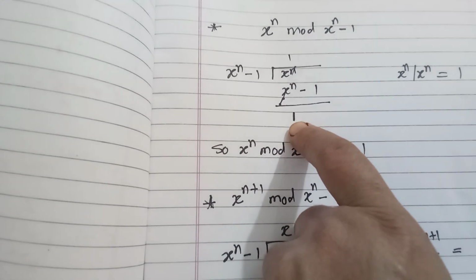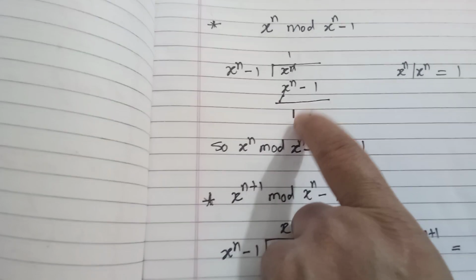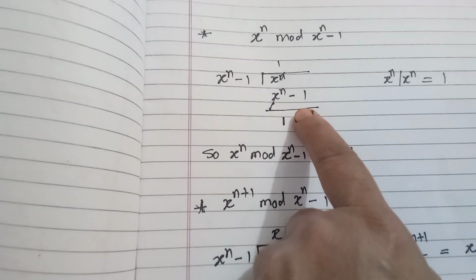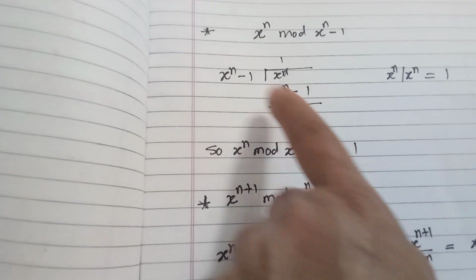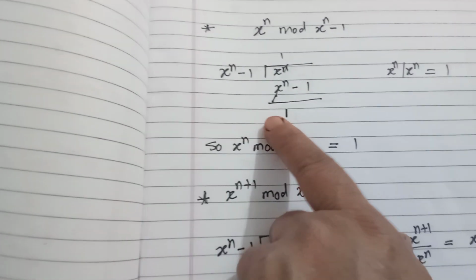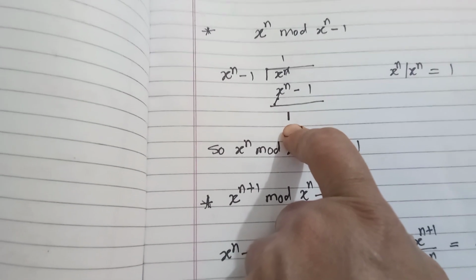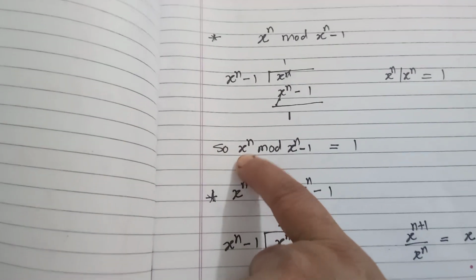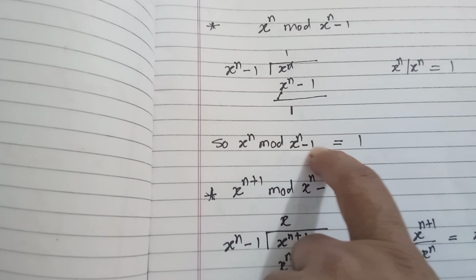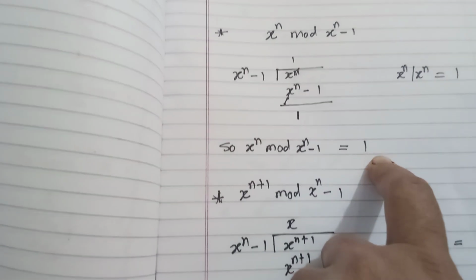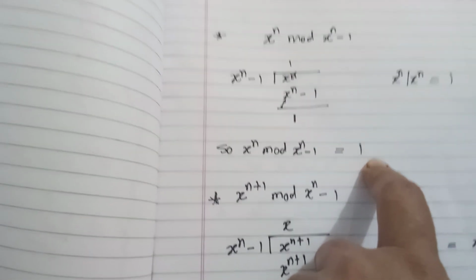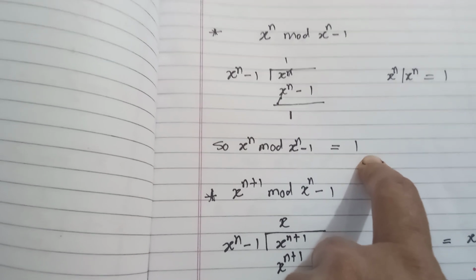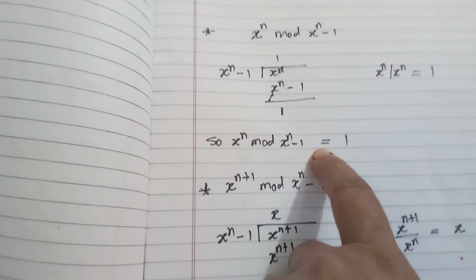Now this 1, its power is 0. This 0 power is less than this n power, so we are going to stop here. So what is the remainder? Remainder is 1. So the answer of x^n mod x^n minus 1 is 1. That means x^n is equal to 1 when the remainder is taken by dividing it with x^n minus 1.